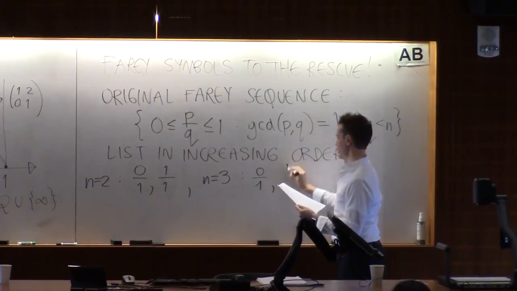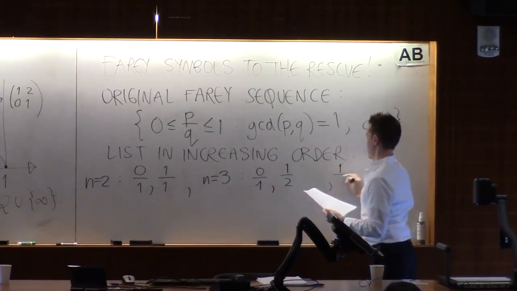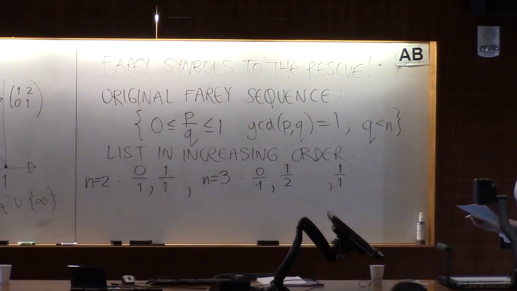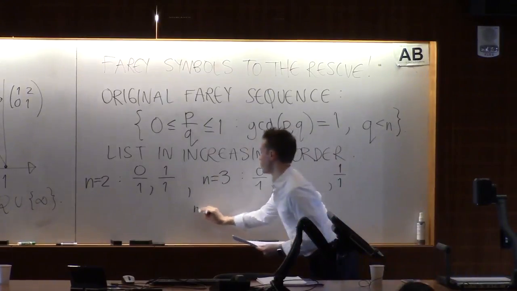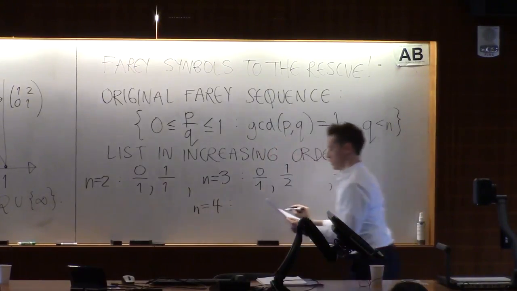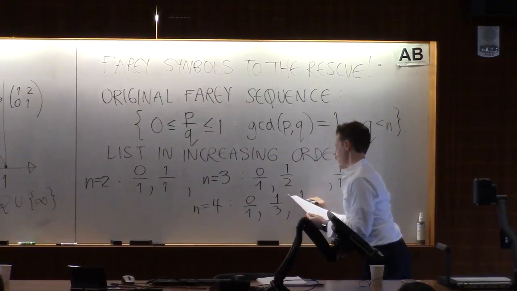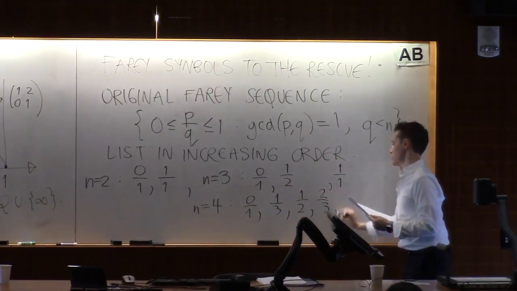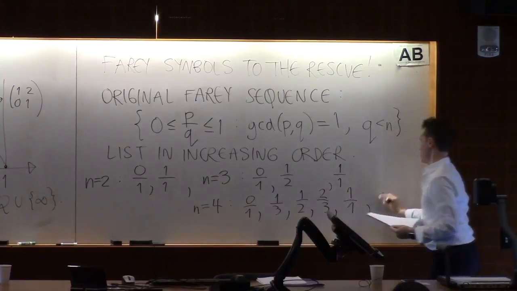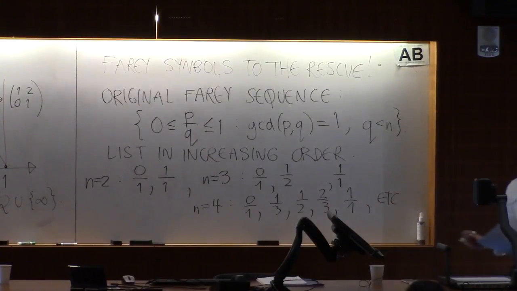I'm going to have this. I left a little space there. What about n is equal to 4? Here's what it looks like. Is it clear what this set is?